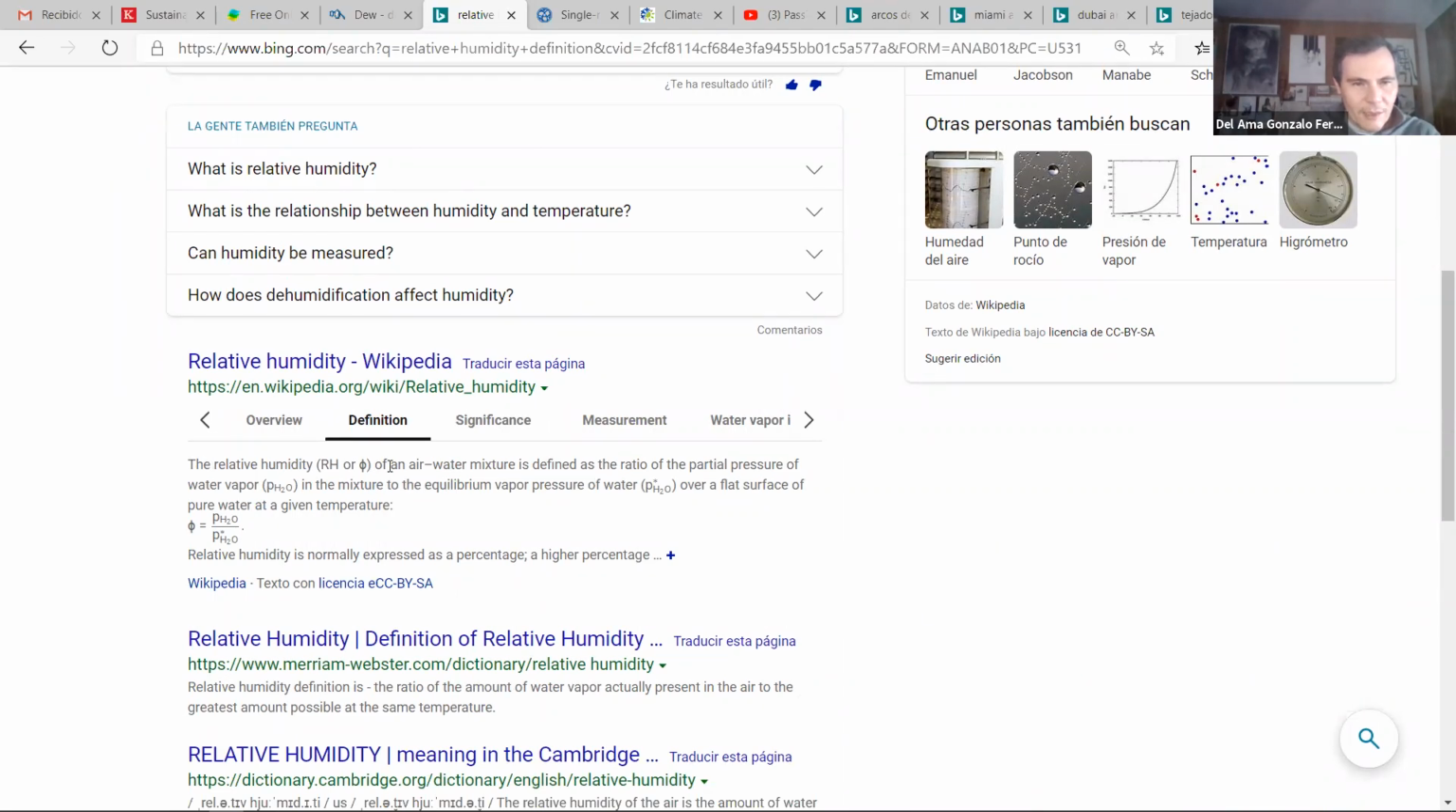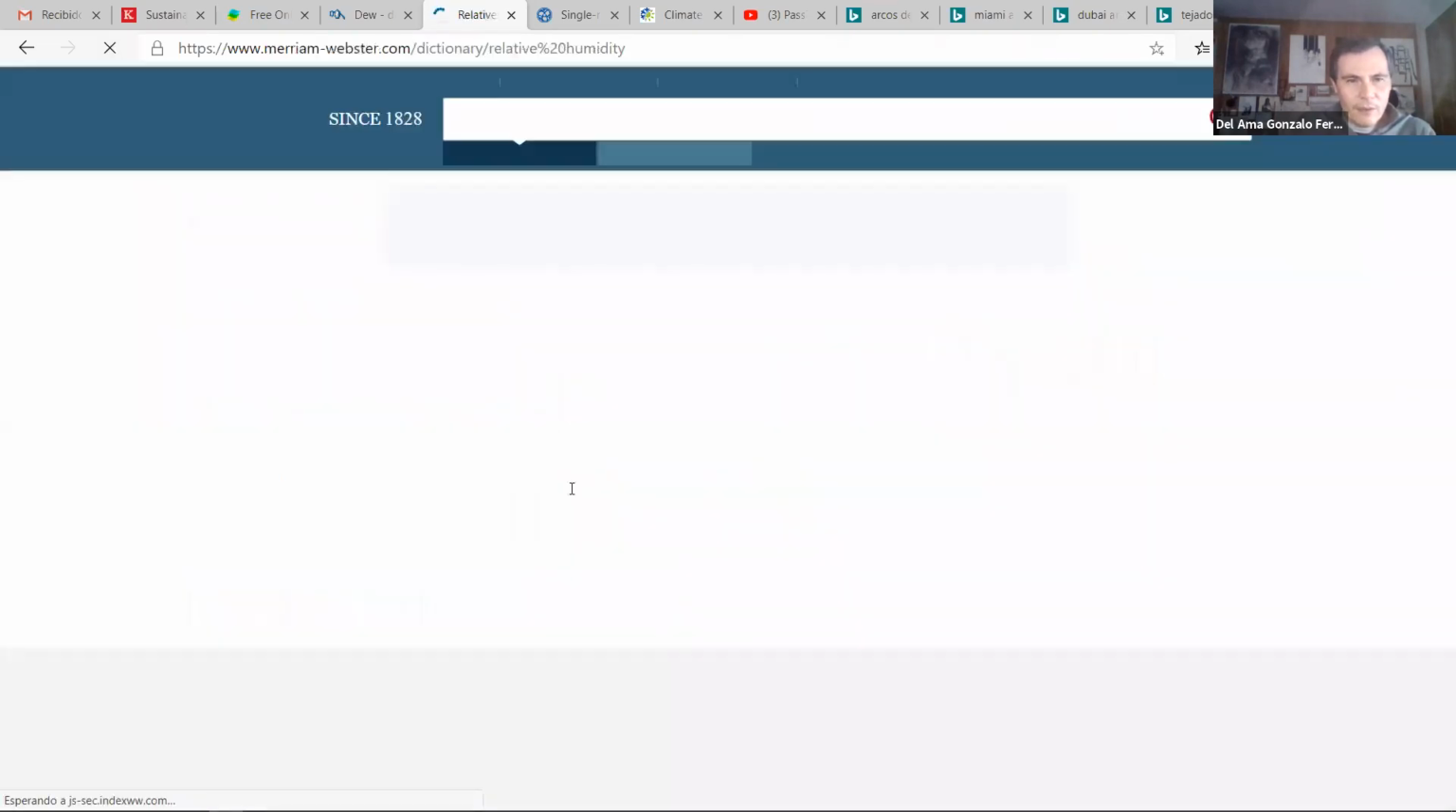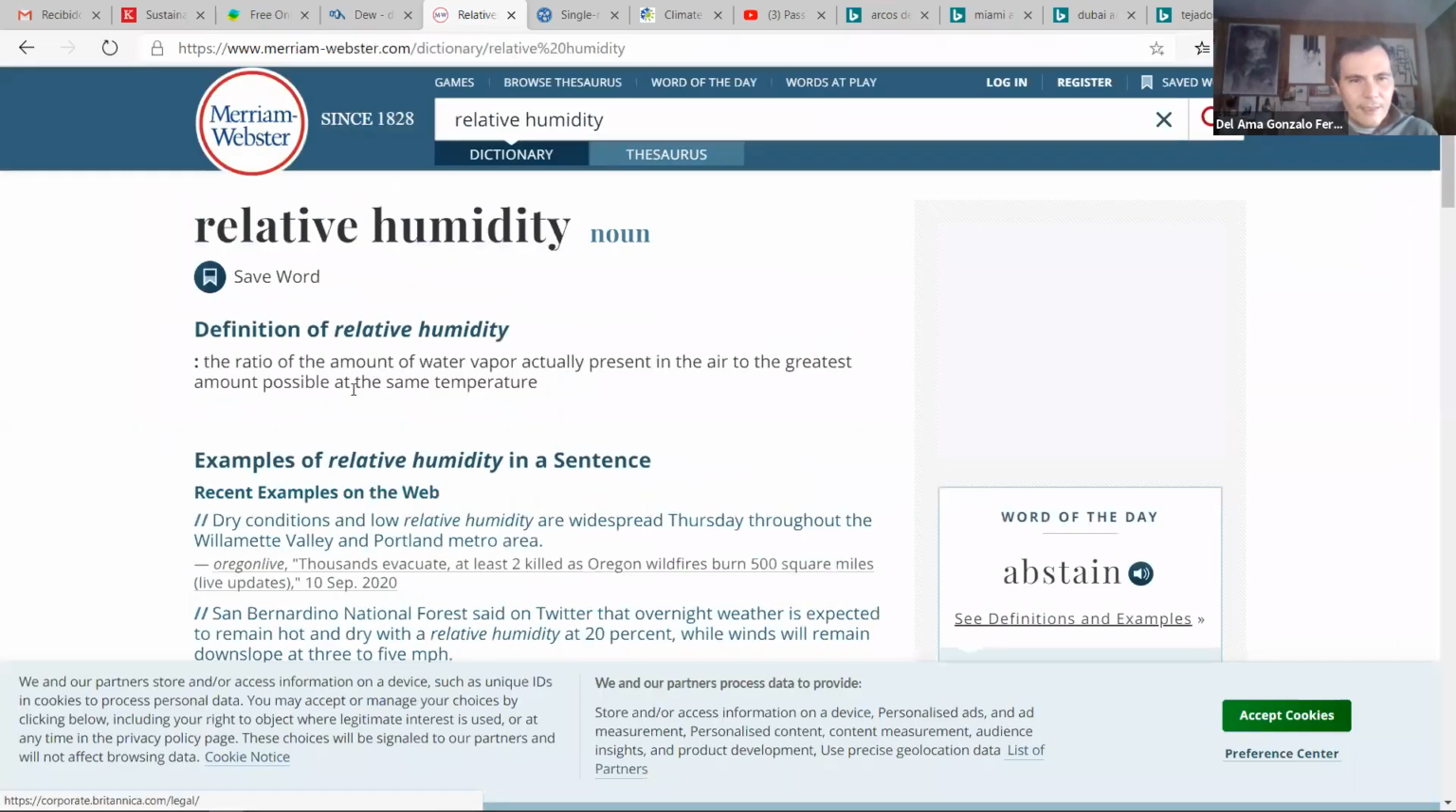The relative humidity is defined as the ratio of the partial pressure of water vapor in the mixture to the equilibrium vapor pressure of water. What the hell is that? So it's a very complicated definition. So here we can have another definition: it is the ratio of the amount of water vapor actually present in the air to the greatest amount possible at the same temperature.